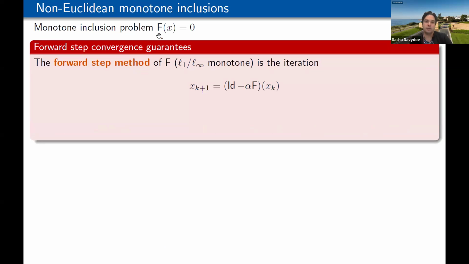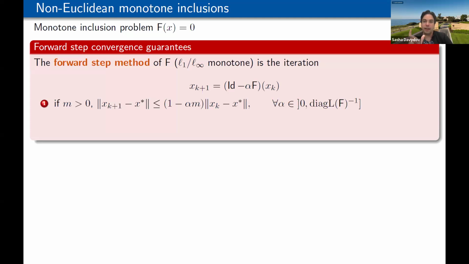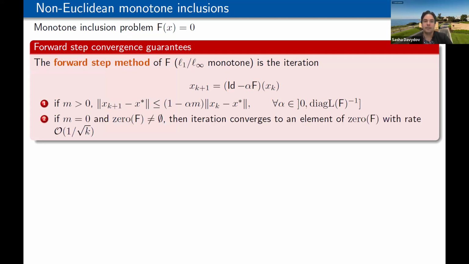We have a continuous monotone F, and we want to find a zero of it. The forward step method is essentially the averaged iteration, where you just do identity minus alpha F, taking a forward step in the direction of your monotone operator. This is something like gradient descent if F is the gradient of a convex function. And if your mapping F is strongly monotone, you get linear convergence provided you pick your step size properly. And if you're not strongly monotone, but just monotone, as long as the set of zeros of your mapping F is not empty, then you're guaranteed to converge to an element of the set of zeros with some asymptotic rate.